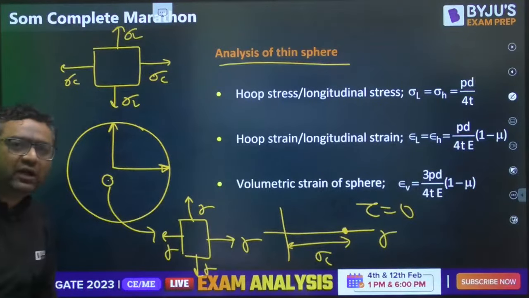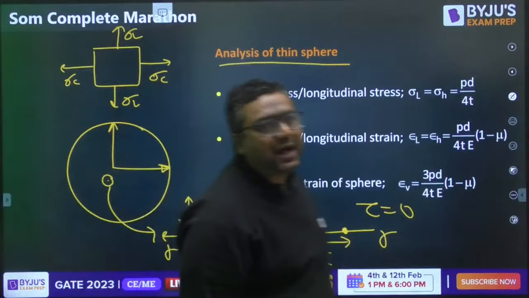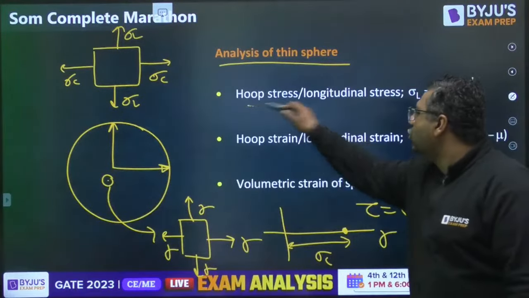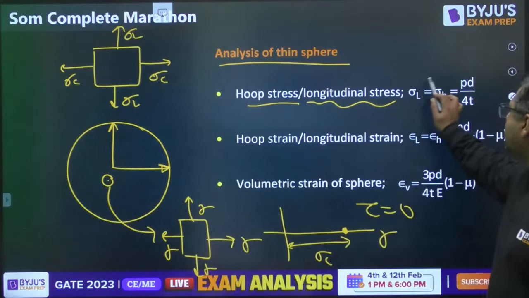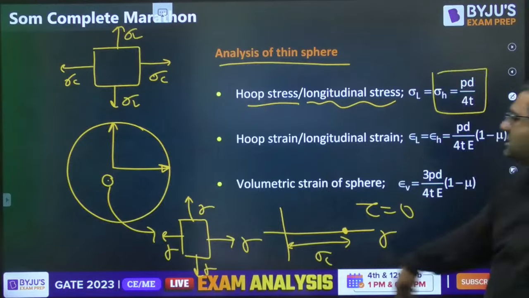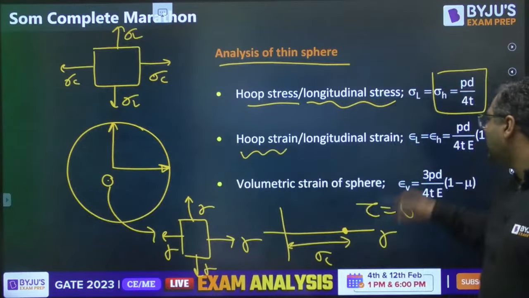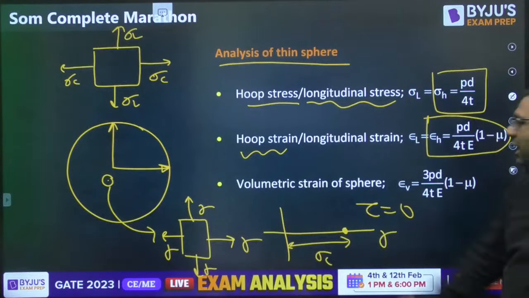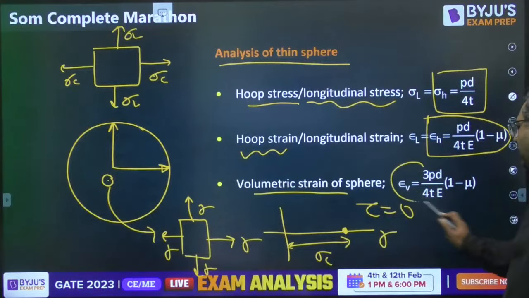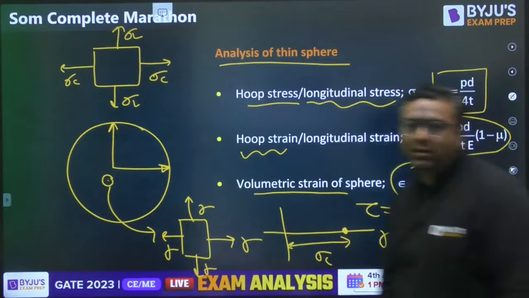And for a thin sphere, when you find the circumferential or hoop stress, there is nothing like longitudinal here, only hoop stress, that is PD by 4T. Similarly, hoop strain is PD by 4T E (1 minus mu), and volumetric strain will be 3PD by 4T E (1 minus mu).